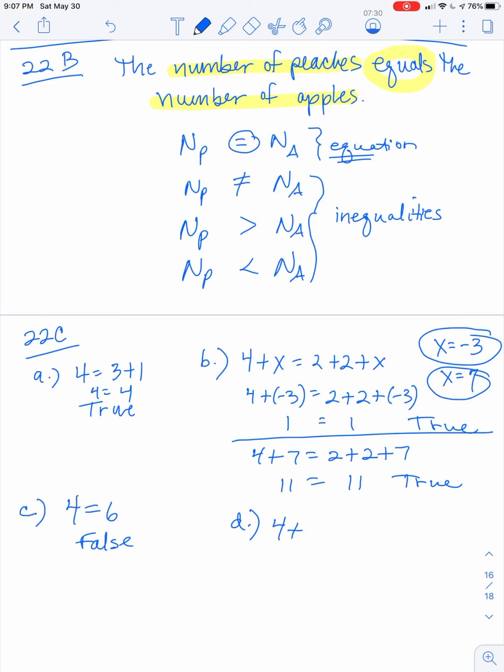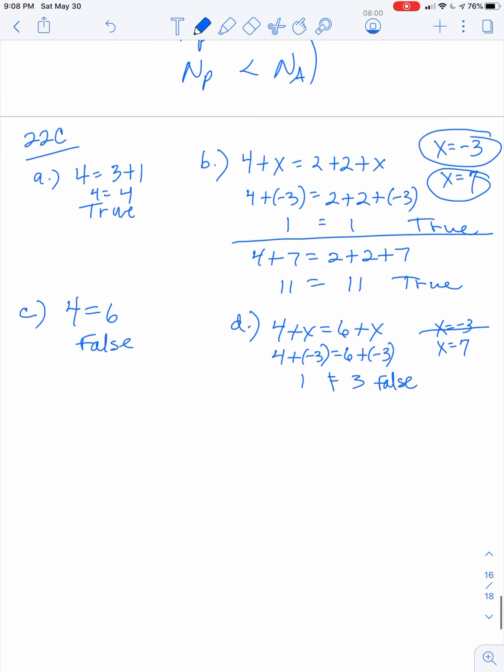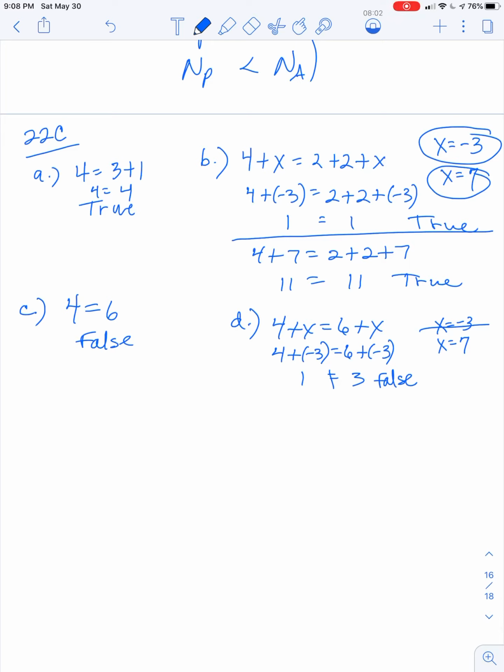Let's look at D. 4 plus x equals 6 plus x. And let's say we're going to test this with 2 different numbers for the variable x. So we're going to test it with a -3, and then we're going to test it with a 7 again. So let's try this. So 4 plus a -3 equals 6 plus a -3. I have 1 equals 3. Well, that is a false equation, isn't it? That's not true. That didn't end up being true. So -3 does not satisfy the equation.